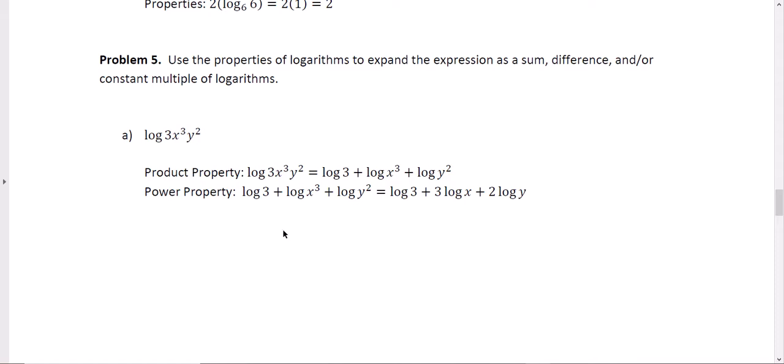First we use the product property. We're multiplying inside the logarithm, we're multiplying 3x cubed and y squared. So we have 3 different things. We have the log of 3 plus the log of x cubed plus the log of y squared. After we use the product property, now we'll use the power property. So my exponent of 3 becomes a coefficient of 3 as we simplify. My exponent of 2 becomes a coefficient of 2 as we simplify. And now this is a sum, difference, and or constant multiple of logarithms. There's no powers, nothing multiplying inside the argument. It just gives us a chance to look at them individually rather than all together.